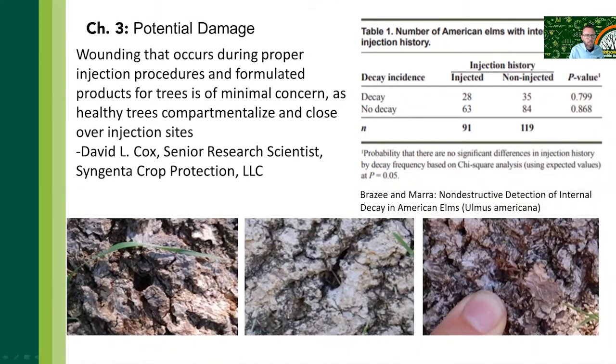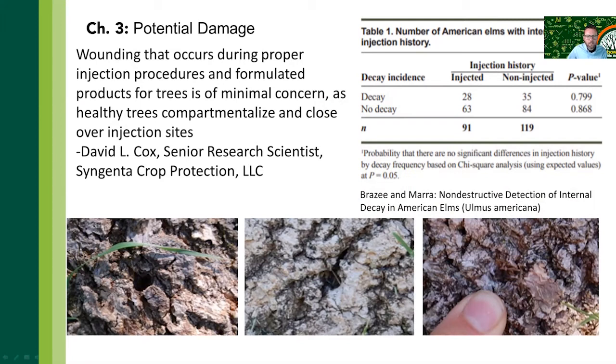And so there's a quote here from Dr. Cox at Syngenta Crop Protection, where he states that wounding that occurs during proper injection procedures and formulated products, that's important to know too, using the right product, for trees is of minimal concern, as healthy trees can compartmentalize and close over injection sites. And then there's some other data that was published just last year by Dr. Brazzi and his group at UMass. What we're looking at here is American elms that have been repeatedly injected over time. And this is really, really interesting.